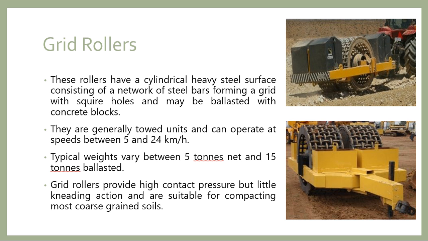The vibrator was already discussed earlier, and here is the grid roller. This is a roller with a cylindrical heavy steel surface consisting of a network of steel bars forming a grid with square holes, and it may be ballasted with concrete blocks. They are generally towed units and can operate at speeds of 5 to 24 km per hour, and the weight required is 5 tons net and 15 tons ballasted.